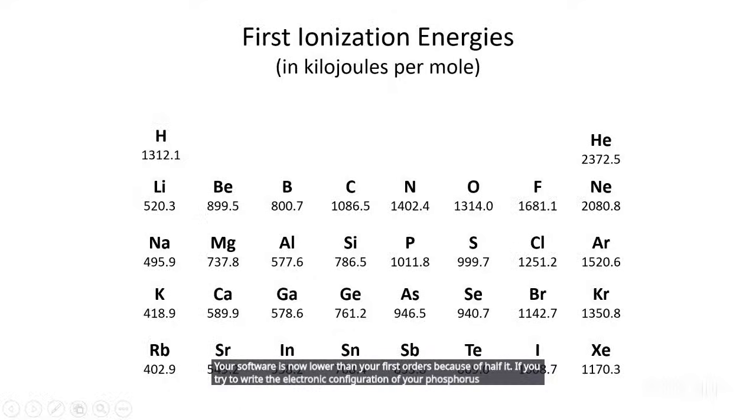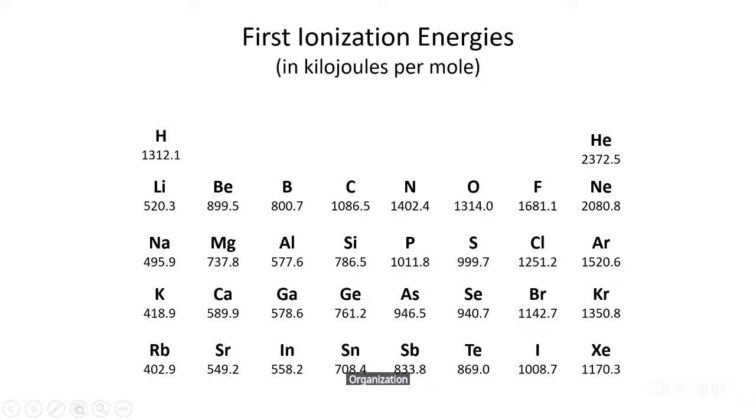So we experience it in nitrogen. We also experience it when we get to neon because of the completely filled orbitals. From sodium to phosphorus, you see that sulfur is now lower than phosphorus because of half-filled stability. Try to write the electronic configuration of phosphorus and sulfur. Phosphorus has the same half-filled configuration as nitrogen, and that is why the ionization energy of phosphorus is higher than that of sulfur.